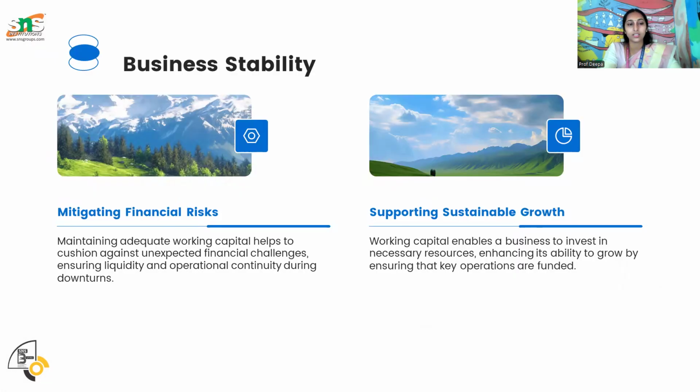Importance, the next step, is mitigating financial risks. You should not be in a position of taking too much risk inside the business. And the difficulties that you are facing have to be avoided. Next, supporting sustainable growth, which enables a business to invest in necessary resources. Necessary resources means the resources that I actually need to spend on. Don't spend on resources which are unnecessary for the company, that is actually waste.